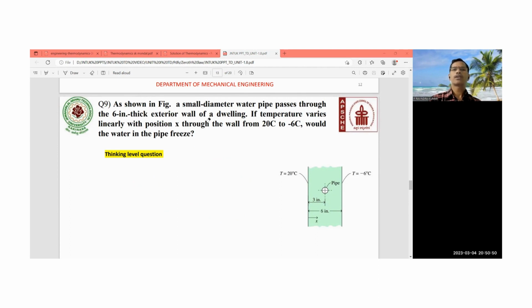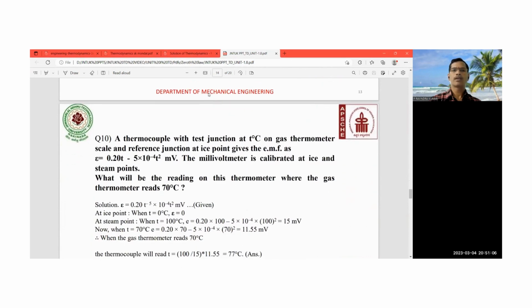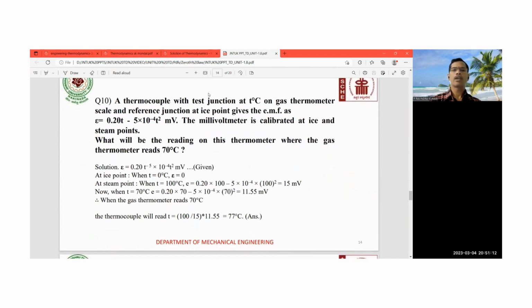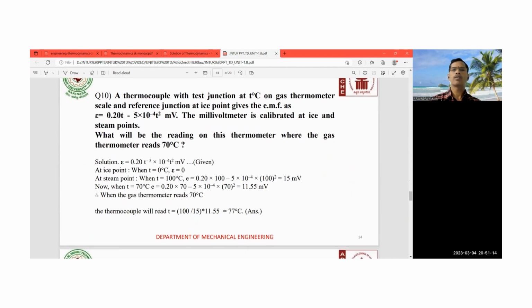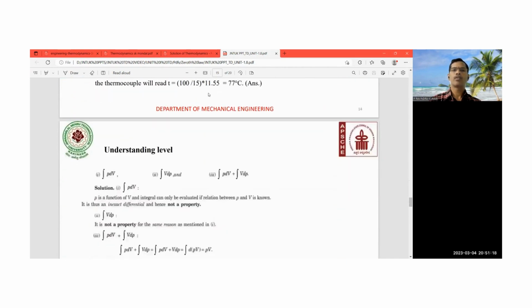The water passes through the 6 inches thick exterior wall of a dwelling, if the temperature varies linearly with the position x. So that you should strike in your mind: T is equal to mx plus b. If you substitute in that case, then you will get that particular result. I think this is once again the same variety of problem repeated, and you can also go through it, but here with different numericals.